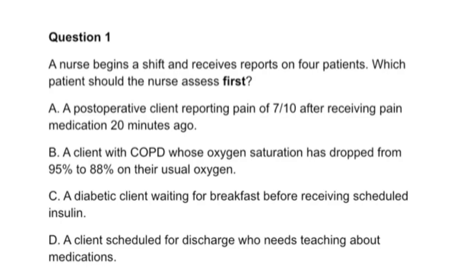A nurse begins a shift and receives reports on 4 patients. Which patient should the nurse assess first? A. A postoperative client reporting pain of 7/10 after receiving pain medication 20 minutes ago. B. A client with COPD whose oxygen saturation has dropped from 95% to 88% on their usual oxygen. C. A diabetic client waiting for breakfast before receiving scheduled insulin. D. A client scheduled for discharge who needs teaching about medications.